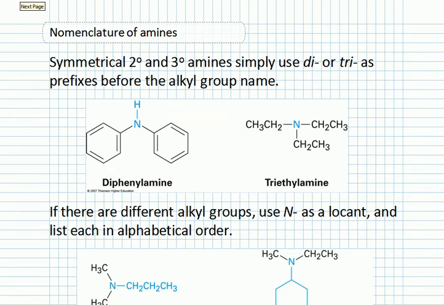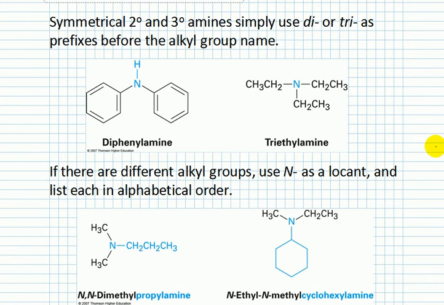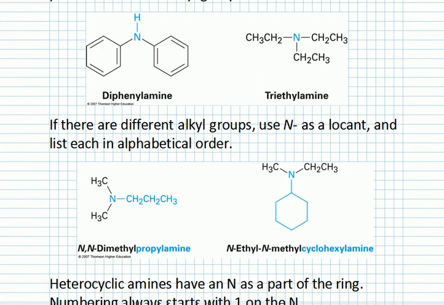If I have a secondary or tertiary amine, it's pretty simple if they're symmetrical. If we have 2 of the same R group or 3 of the same R group, we just use di or tri as prefixes before the alkyl group. So here's nitrogen with 2 phenyl groups on it and an H, so that's just diphenylamine. Here's triethylamine, very simple name. If you ever have the misfortune of coming across triethylamine, that's one of the compounds that's given off by rotting fish, so you can imagine what that smells like.